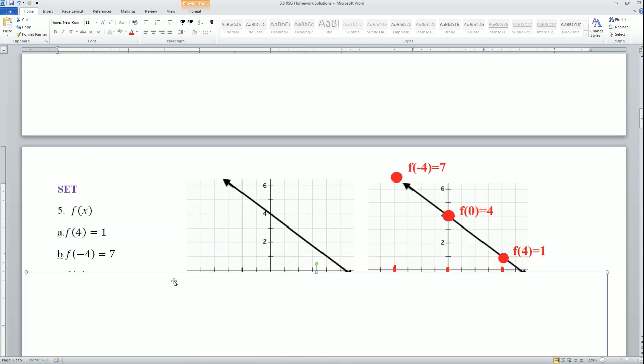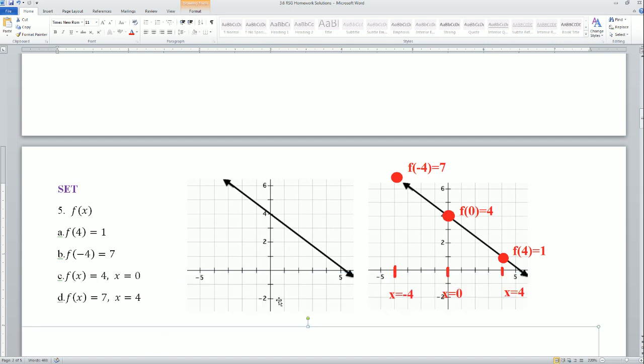Okay, so here they asked us for multiple points, right? Here's the graph. Where is f of 4? F of 4 is equal to 1, so let me show you. That's the input of 4. The output here was 1. The input here was negative 4. The output at negative 4 was 7.